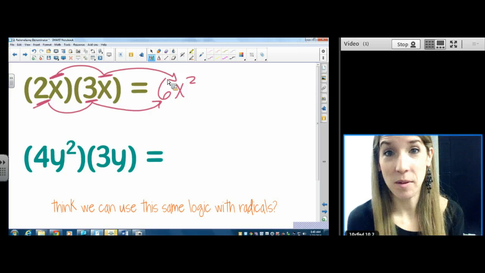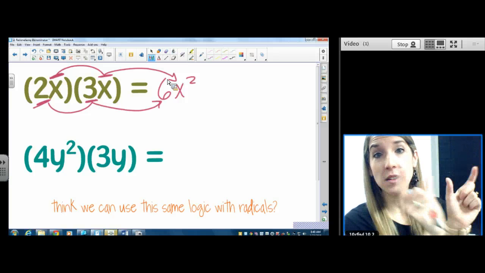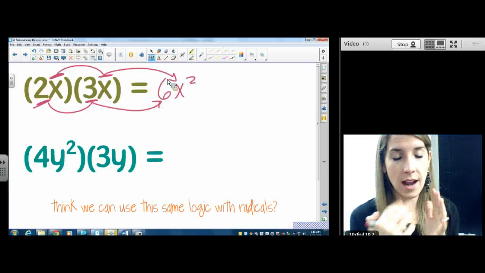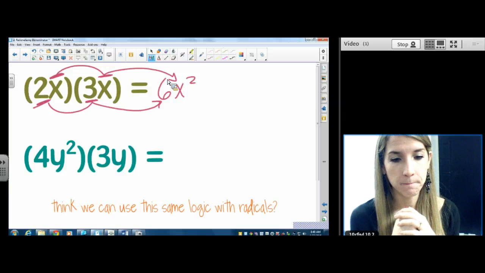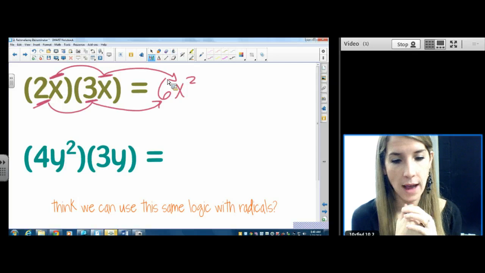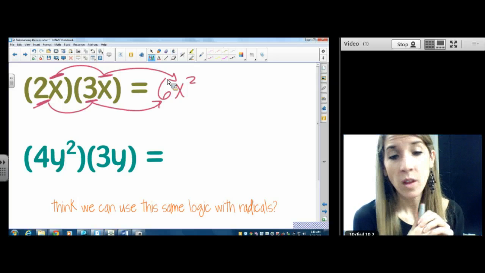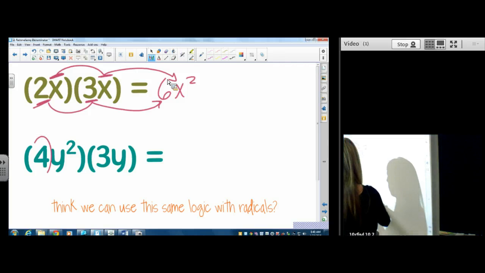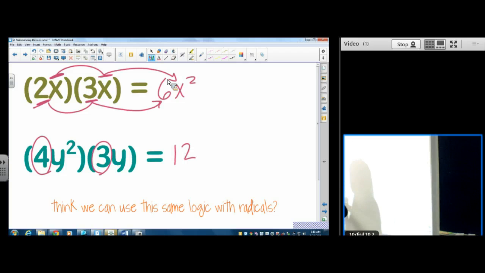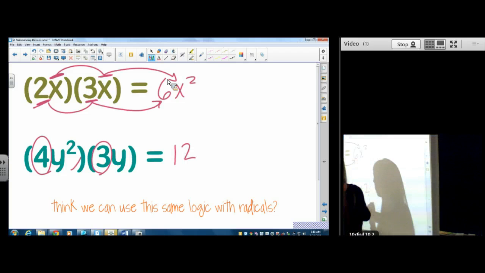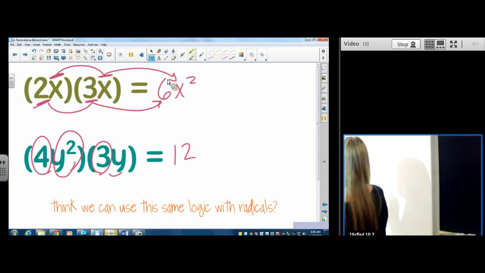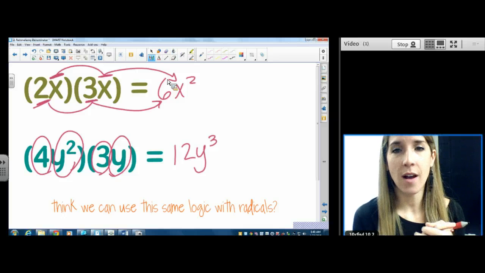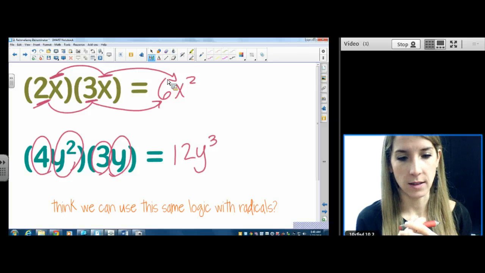We're going to do the same thing with radicals. We're going to multiply the numbers outside the radicals separate from the numbers inside the radicals. What's the next one? 4y squared times 3y squared. So we're going to do 4 times 3, 12. And then we're going to do y squared times y squared. So we're multiplying the numbers on the outside separate from our square roots, separate from our radicands, okay?